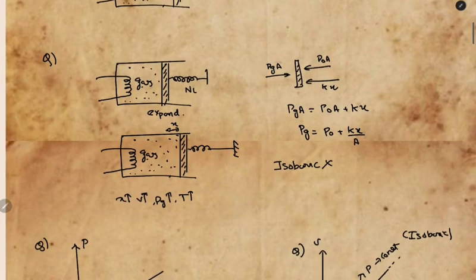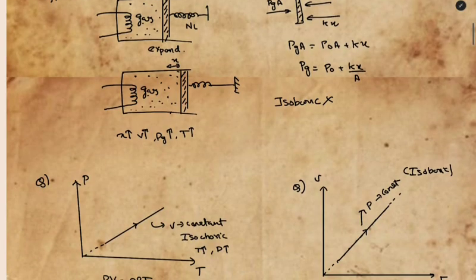What about in this case? Let's attach a spring of natural length, and you're going to expand this by distance x. In this case you will get a formula like this, because both the pressure of the atmosphere and the spring force are getting added, right? So the pressure will be Pg is equal to P naught plus Kx by A, which is not an isobaric process because the pressure on both sides is not equal. Pressure is not constant. Hope you understand.